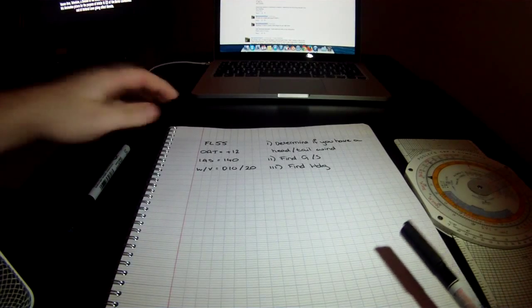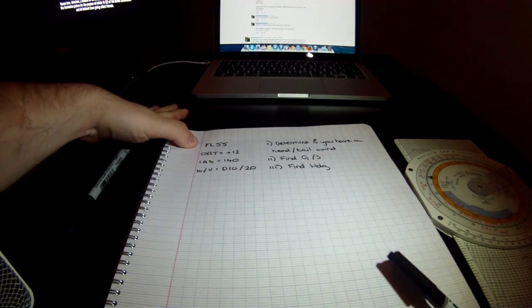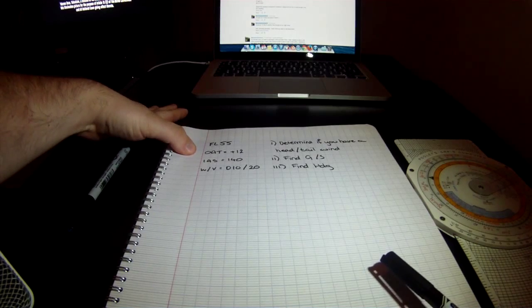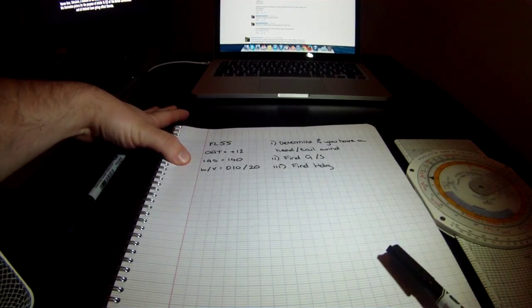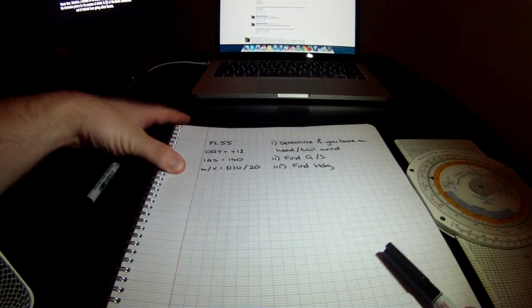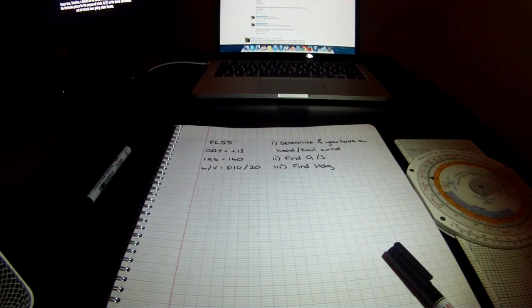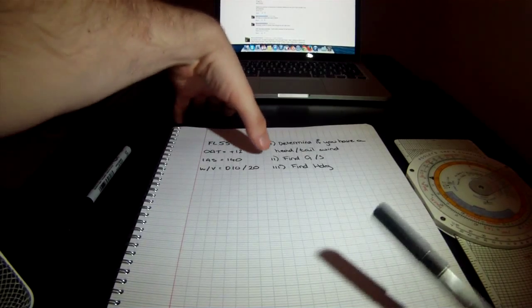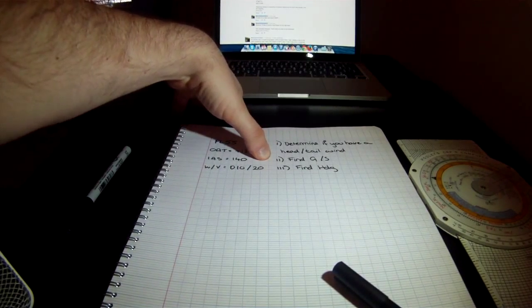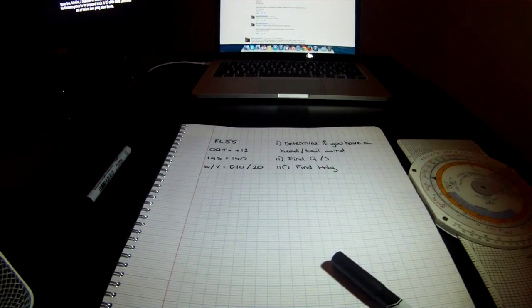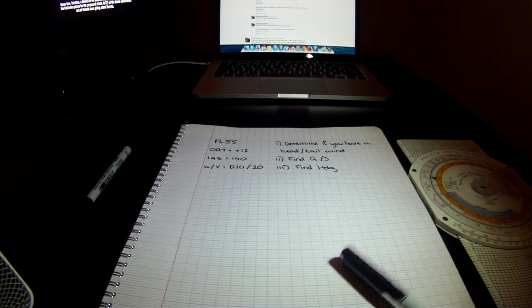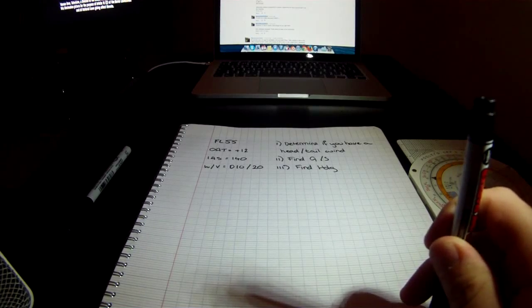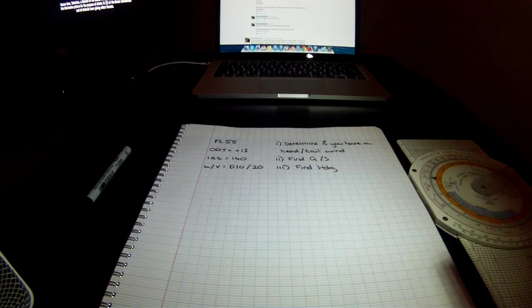This question gives us the pressure altitude we're flying at, the air temperature at that altitude, the indicated airspeed, and the winds at that point. And they ask us three different things. The first one, to determine if you have a head or tailwind. Second, to find the ground speed. And lastly, to find a heading. Well, let's see. The first bit is really easy.